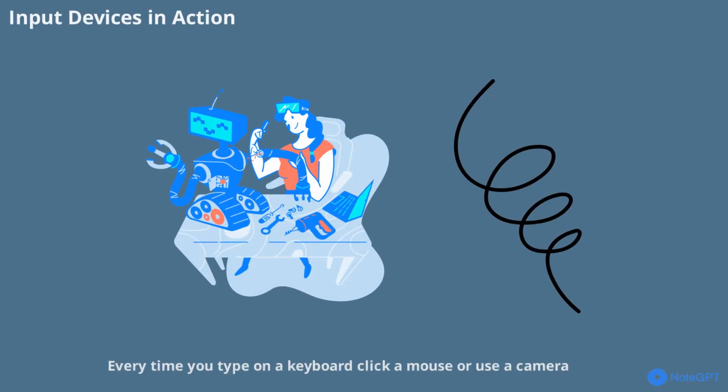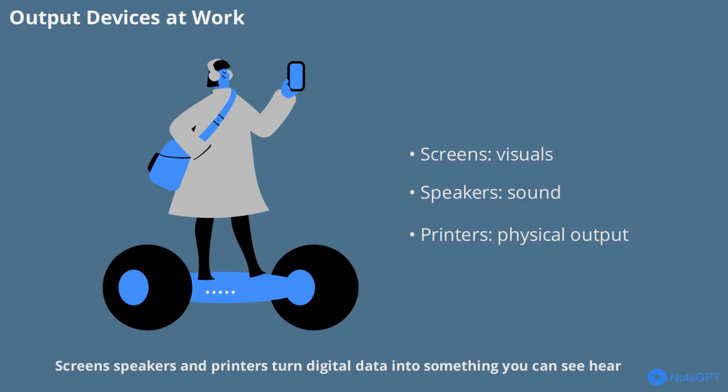Every time you type on a keyboard, click a mouse, or use a camera, you're sending information into your computer. Input devices are your bridge to the digital world, allowing you to control and interact with your system in real time. Screens, speakers, and printers turn digital data into something you can see, hear, or touch. Output devices are the final step in the computing process, making your computer's work tangible and useful in your daily life.